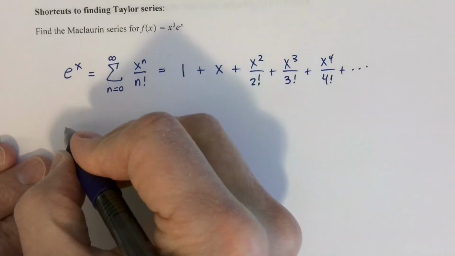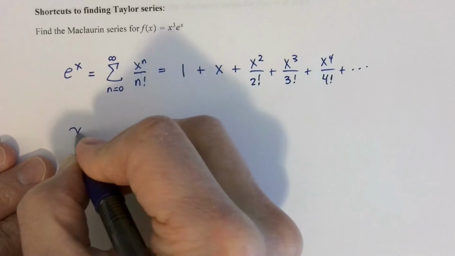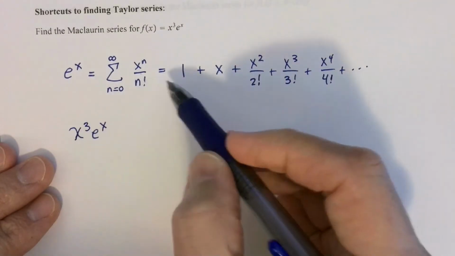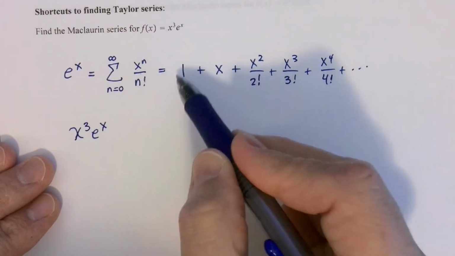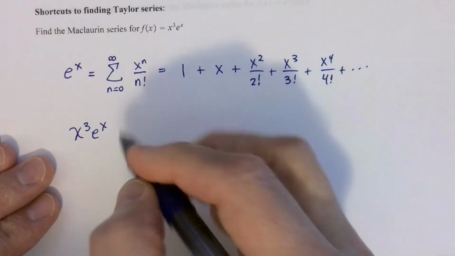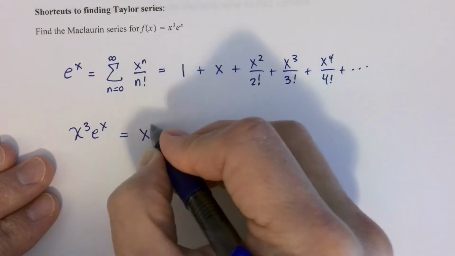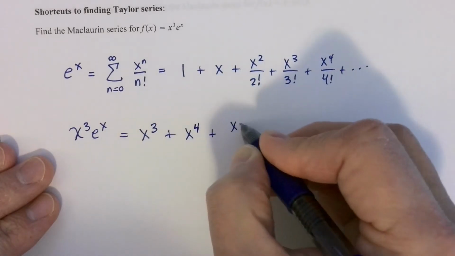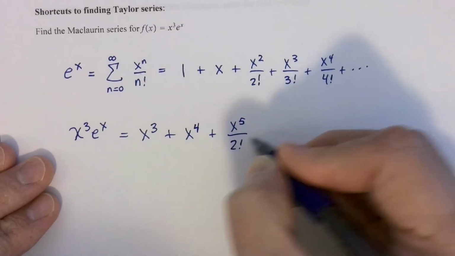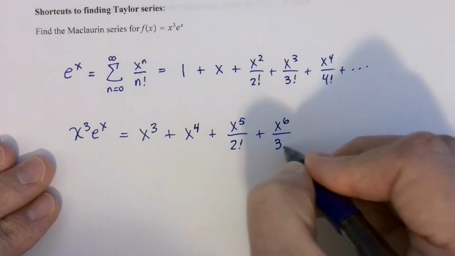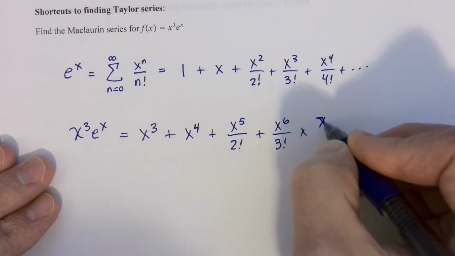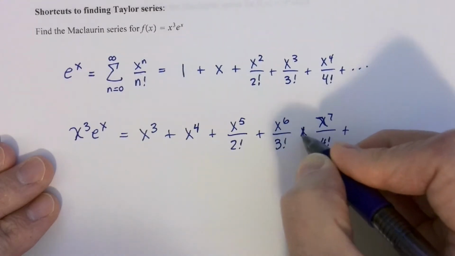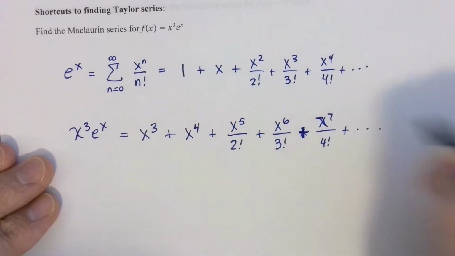So all we have to do, if I want to find a power series representation for x cubed times e to the x, is to think about multiplying, sort of like the distributive property, each term by what? X cubed, right? What would it be? X cubed times 1 is x cubed. X cubed times x is x to the 4th. Then x to the 5th over 2 factorial. X to the 6th over 3 factorial. X to the 7th over 4 factorial. And so on. The plus there, sorry, it's more like a multiplying sign.